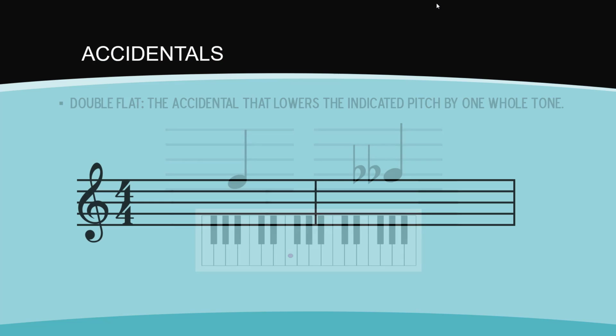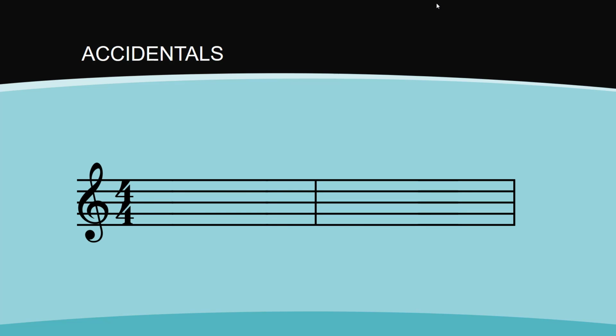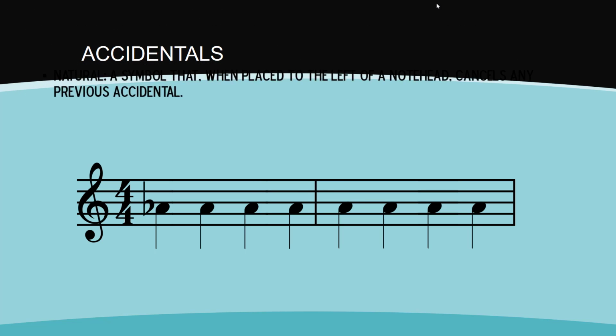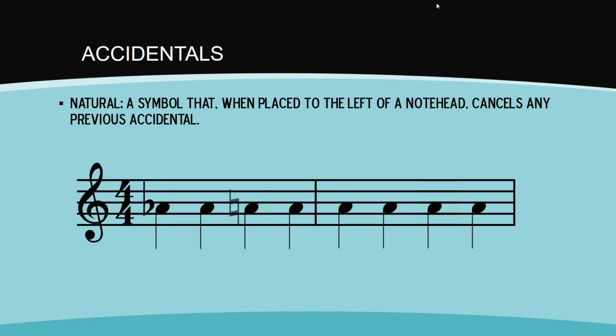An accidental alters the pitch of the note that it is attached to, as well as any subsequent occurrences of the same pitch on the same line or space in the same measure. Once you cross over the bar line, that accidental is canceled and the pitch returns back to its original level. If you want to cancel an accidental before the next bar line, you use a natural. A natural, placed to the left of a note head, indicates that the pitch should be played unaltered. It cancels any previous sharp, flat, double sharp, or double flat.